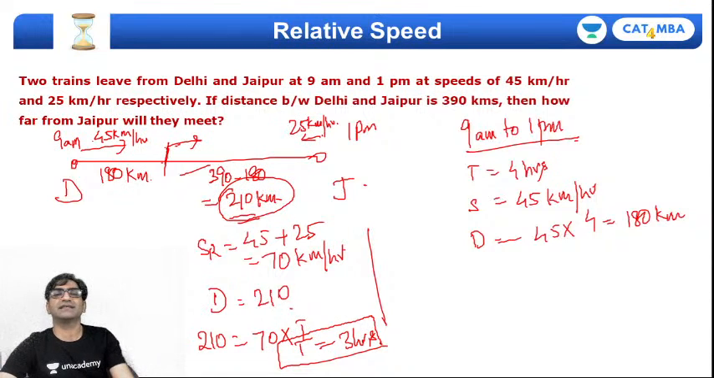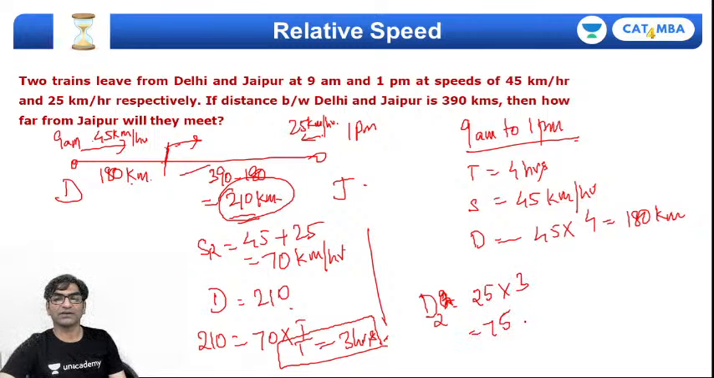Okay, but the question doesn't ask me when they meet. Sure, they meet probably at 4 p.m. But how far from Jaipur are they? Right? So in those 3 hours, the distance travelled by the second train will be the actual distance from Jaipur. So what is the distance travelled by the second train? The train speed of 25 times 3 is 75 kilometers.